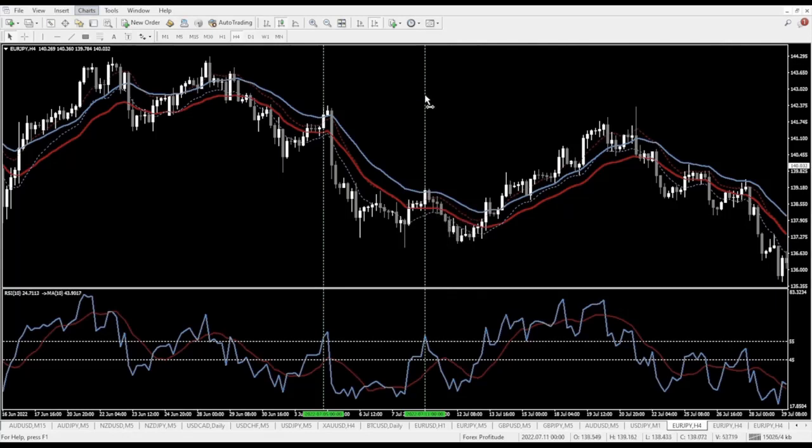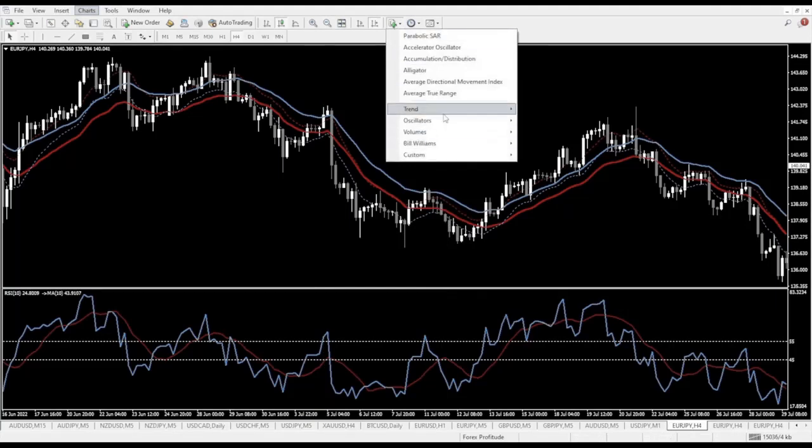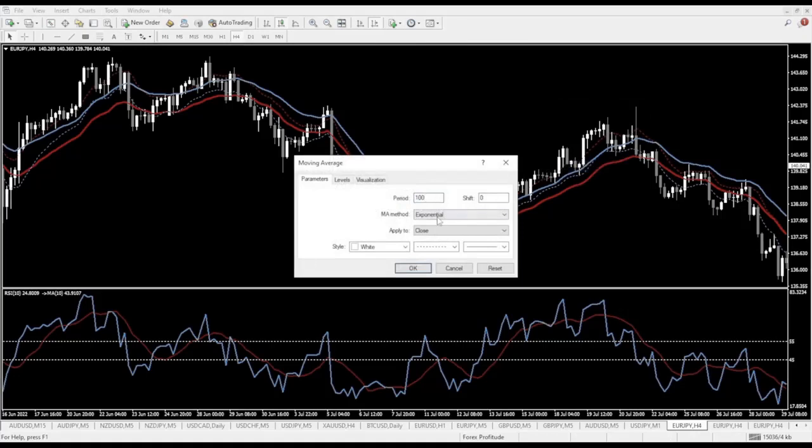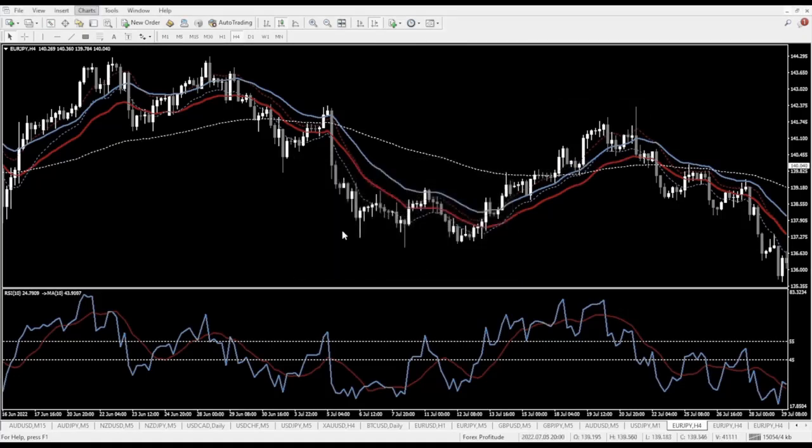Now I'm going to add another moving average to this. I'm going to add a 100 EMA. So let's go trend. I'm going to go moving average, and let's add a 100 exponential moving average. So I've got a white dotted line, and we're going to notice a couple of different things.